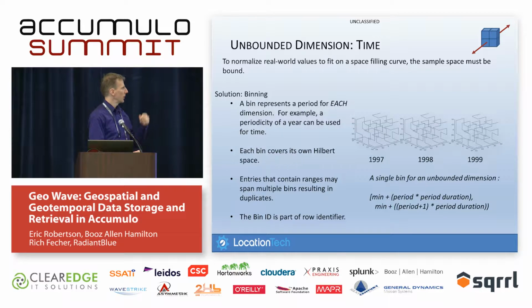I have some examples here of time, 1997 through 1999. Each year in this particular time would be its own Hilbert space. And the bin ID is also part of the row ID for Accumulo. Up to this point, we've seen three components of the row ID. We've seen the Hilbert index ID, that's the cell ID. We've seen the tier, and we've seen the bin.